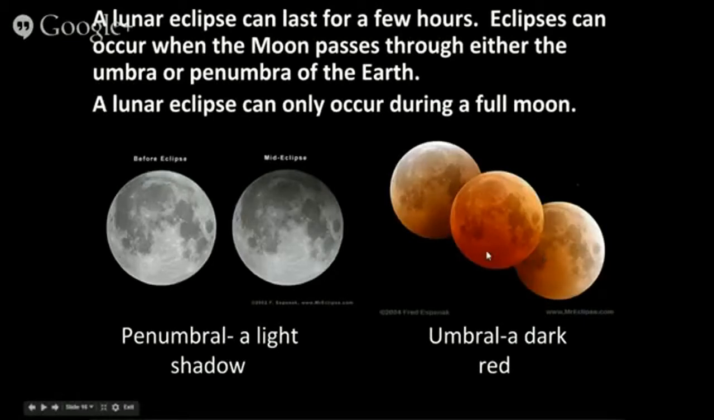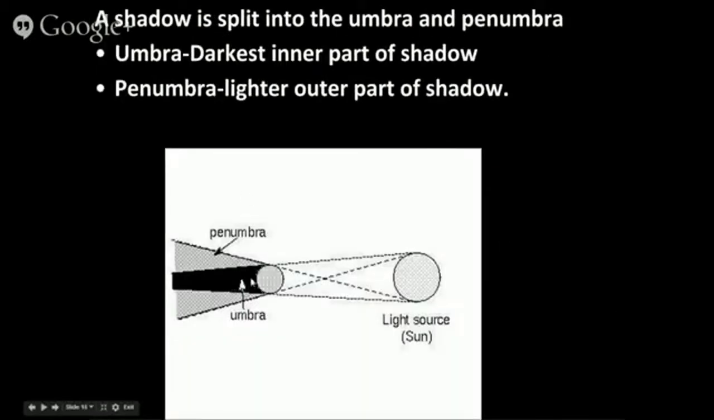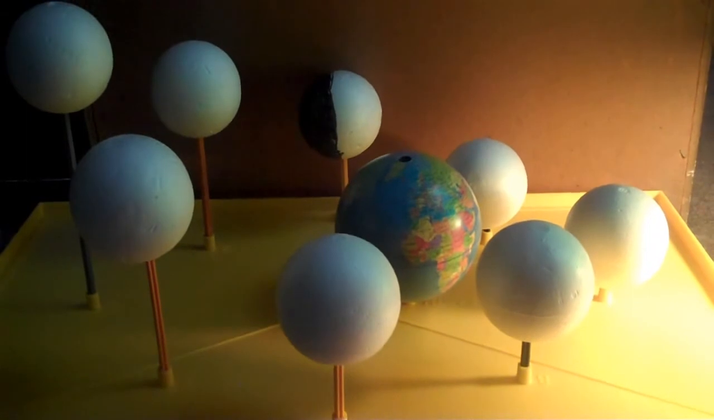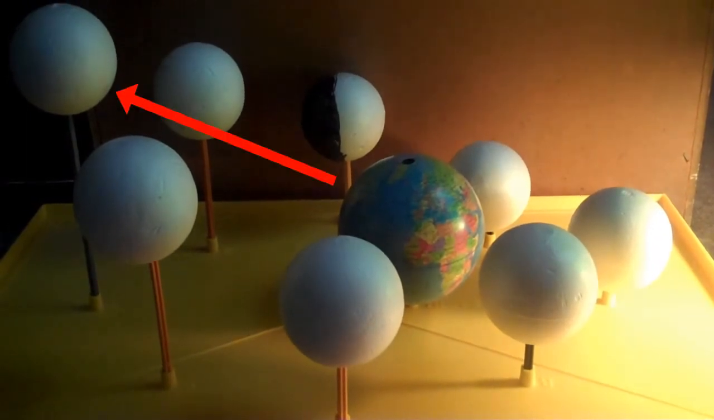Umbral eclipses happen less frequently, but they're much more obvious. This is something that's very likely for you to have seen before. If you've ever seen a reddish-colored moon, that is due to the moon passing through the umbra of the Earth. Now, we still get to see the full moon. It doesn't disappear, but it now has this reddish color, and that's the umbral part. So again, if the moon passes into the umbra, we get that reddish color, and if the moon passes into the penumbra, we get just that light shadow. So using this model, look at the position of the full moon above the Earth.